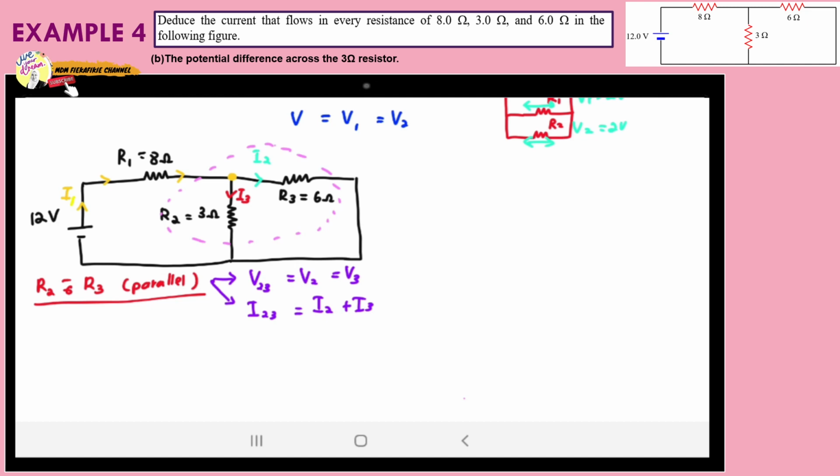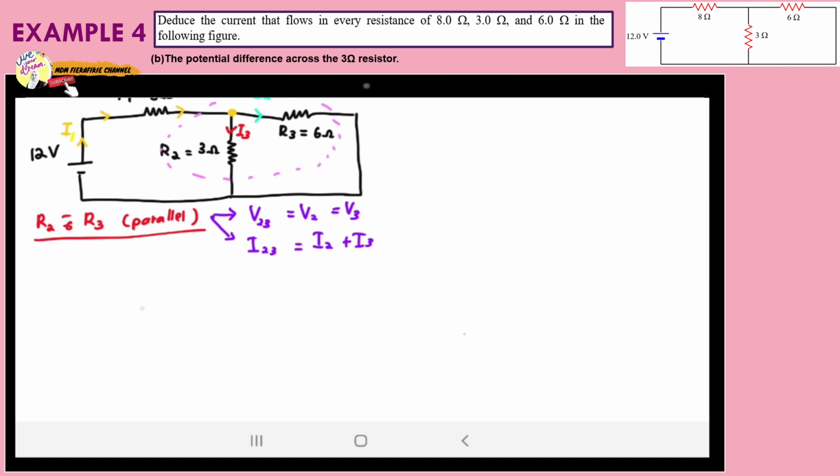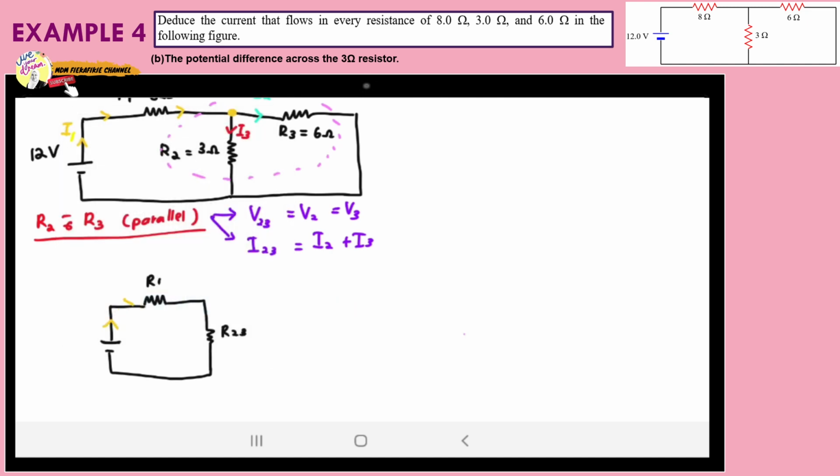Okay, so what happened when R23 is combined? So let's draw the pattern of the circuit. Now the circuit will become like this. So this is the battery. Okay, so we have R1 here, and here is R23. So this is the flow of current. You can see here no junction. Therefore, the current that passed through R1 is equal to the current that passed through R23.